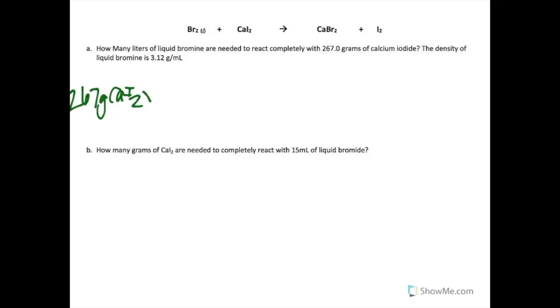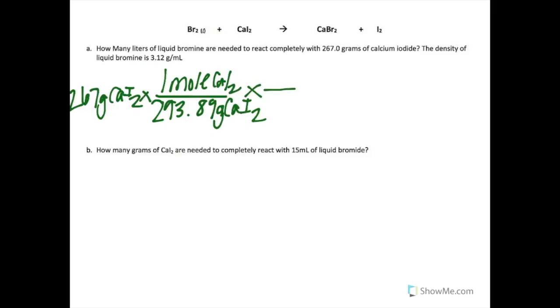and our goal is to get to how many liters of liquid bromine. So first thing we're going to do is convert from grams to mole. So the molecular weight of calcium iodide, 293.89 grams. So that's the molecular weight of calcium iodide. And then you have 1 mole of calcium iodide on top.